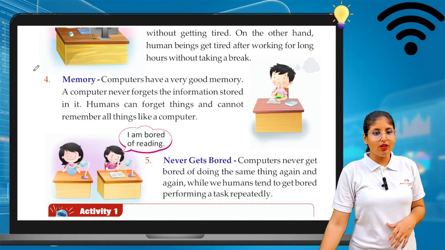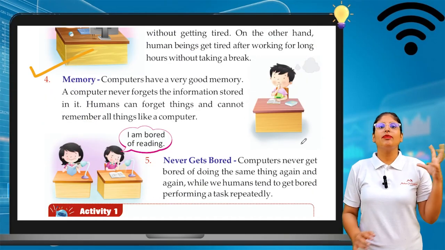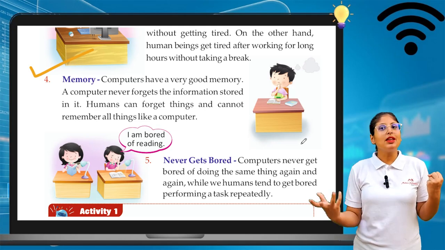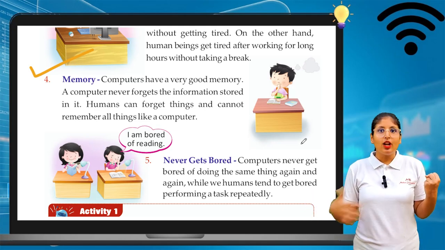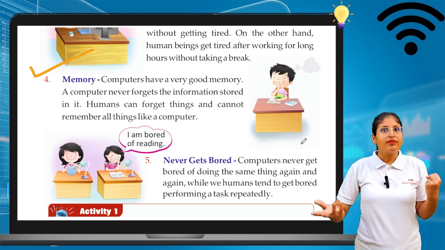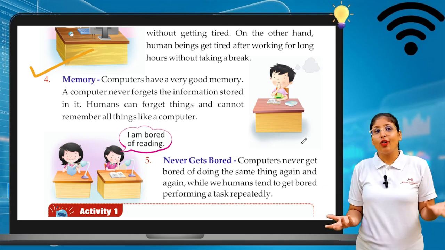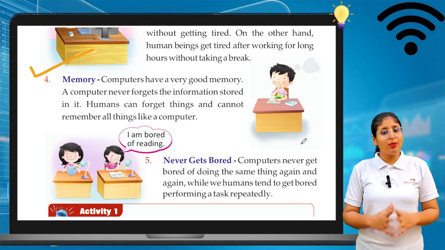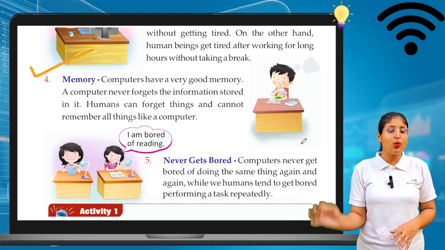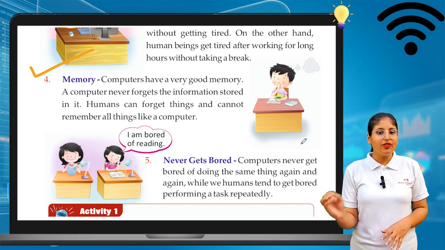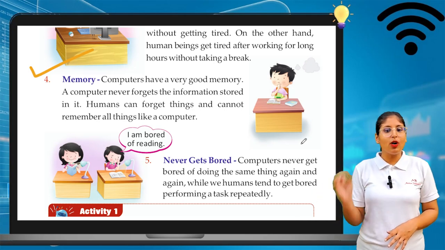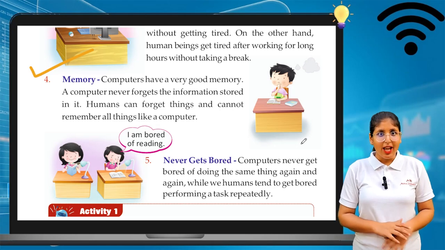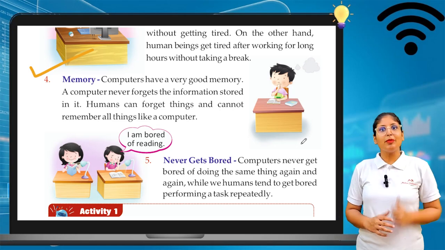Next is memory. A computer has lots of memory built in, but human beings don't have so much memory. Human beings may forget something, but computers don't forget anything. A computer never forgets the information stored in it. Human beings can forget things and cannot remember everything like a computer. So a computer has a good memory.